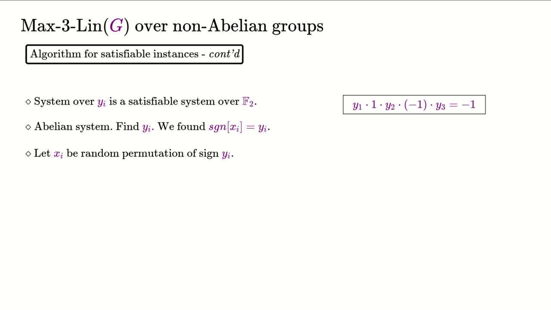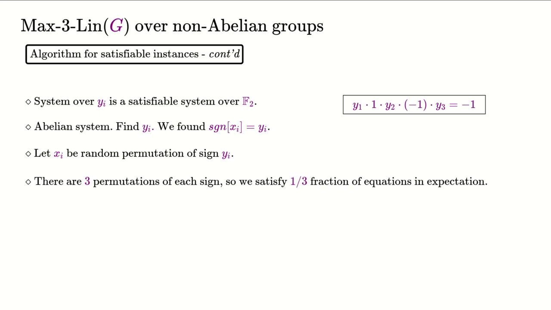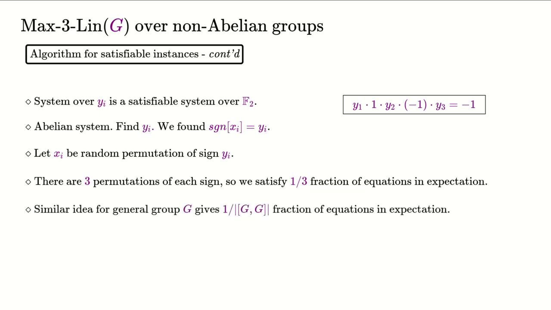Consider now taking xi to be a random permutation of sign yi. Since there are 3 permutations of each sign, we will satisfy the third of equations in expectation. For a general group, using a similar idea of reducing to an abelian system gives us 1 divided by the size of commutator subgroup fraction of equations in expectation.